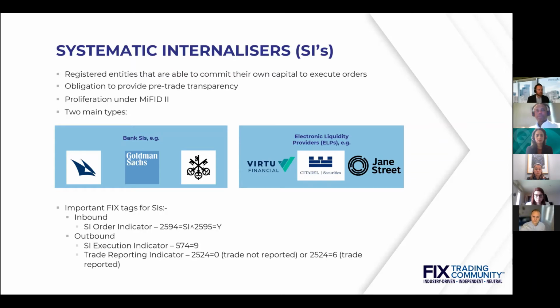There's a few important FIX tags for SIs. On the inbound, a combination of tag 2594 and 2595, which tell the receiver whether the sender is an SI. This is important for the trade reporting obligation. And on the outbound, tag 574, which tells you that the execution was done against an SI, and tag 2524, which tells you whether that execution has already been trade reported or not.